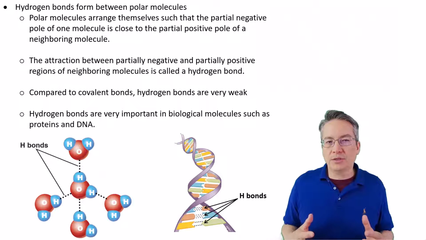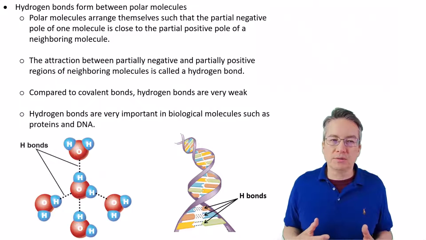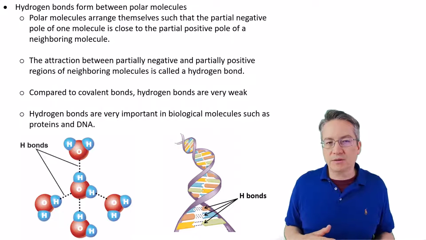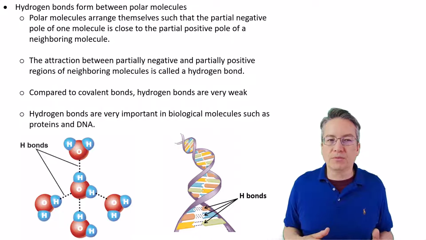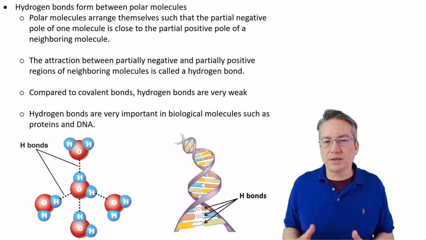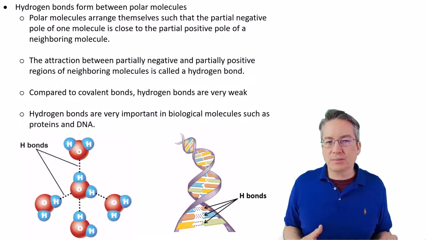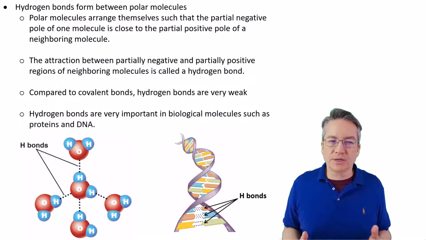So hydrogen bonds form between polar molecules. Polar molecules arrange themselves such that the partial negative pole of one molecule is close to the partial positive pole of a neighboring molecule. The attraction between the partially negative and partially positive regions of the neighboring molecules is called a hydrogen bond. So let's take a look at this picture here.